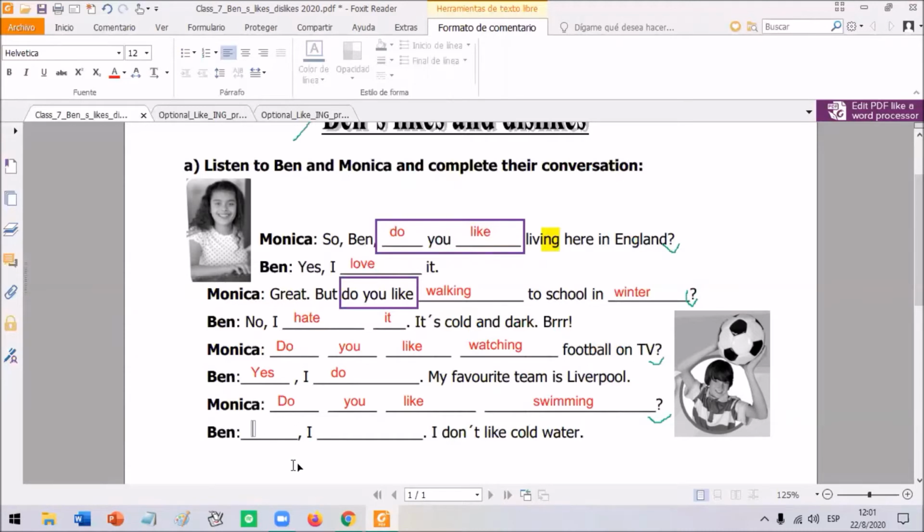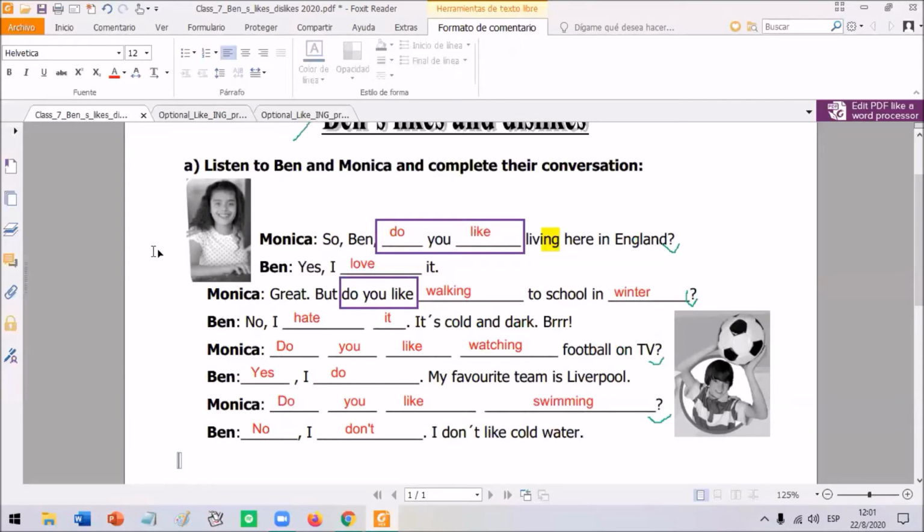Okay, now what can we write? No, I don't. Excellent. I don't like cold water. So let me read the whole conversation for you one more time. Vamos a leerlo todo completo una vez más, ¿sí? Ahora que ya lo tenemos hecho, porque la próxima actividad va a tener que ver con este diálogo, así que mejor tener la información fresca.